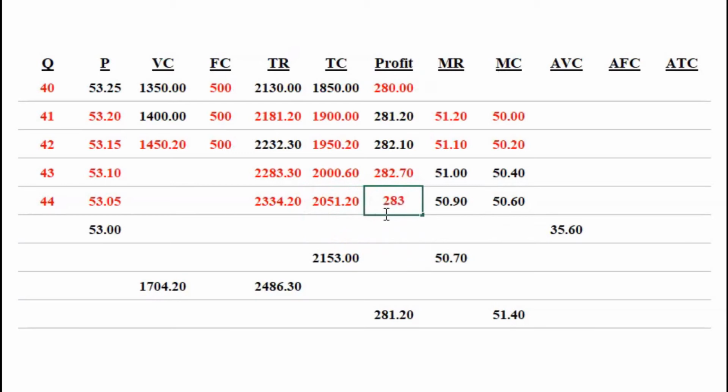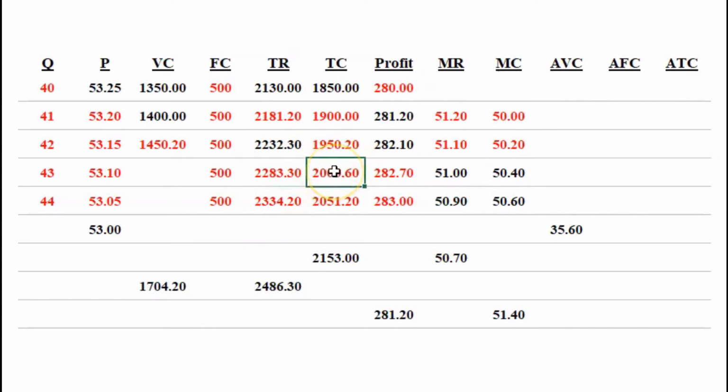So $283 is the profit for producing and selling 44 units. Now we need the variable cost and the fixed cost. Well, fixed cost is easy. Remember, fixed cost is 500 all the way down. So we'll go 500 here, 500 here. And now, to find variable cost, we just have to subtract fixed cost from total cost.